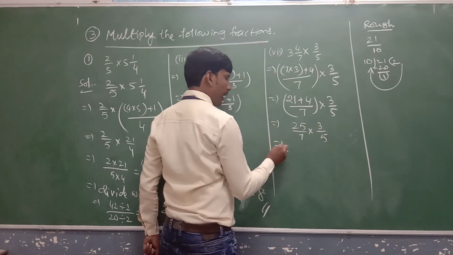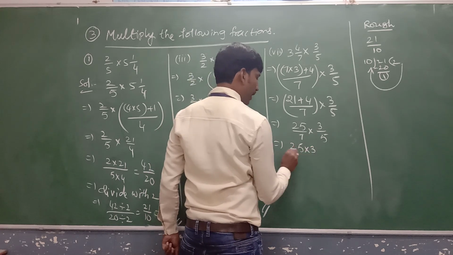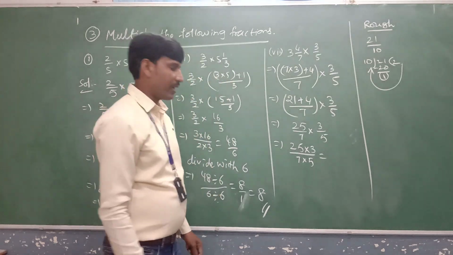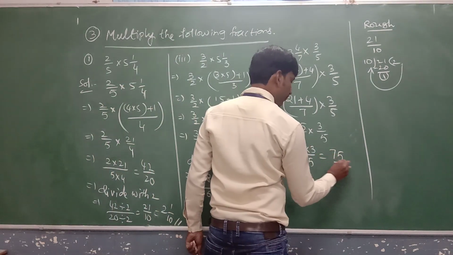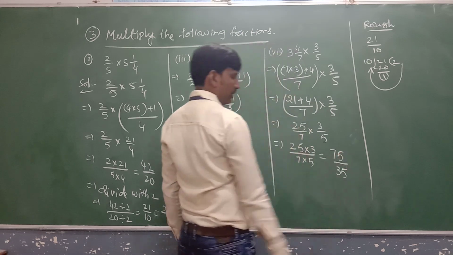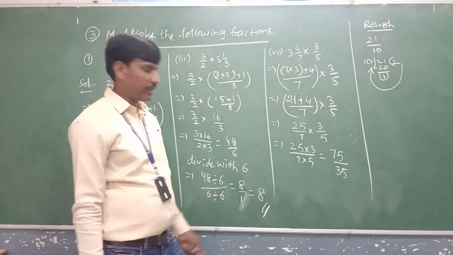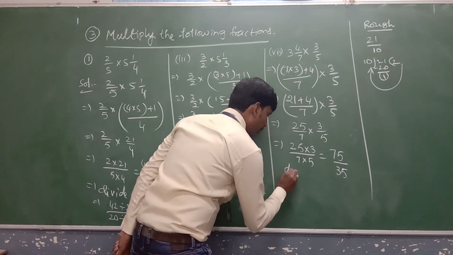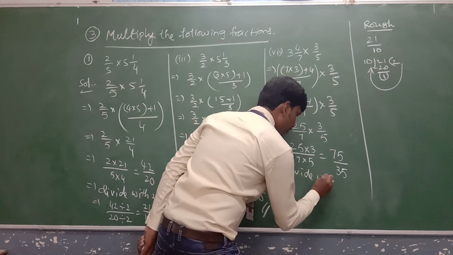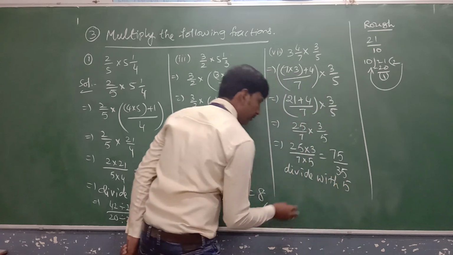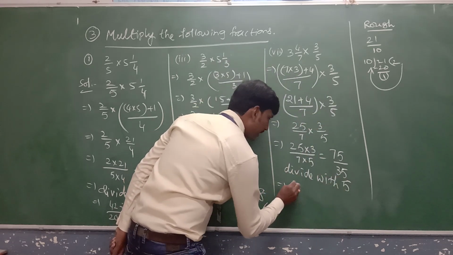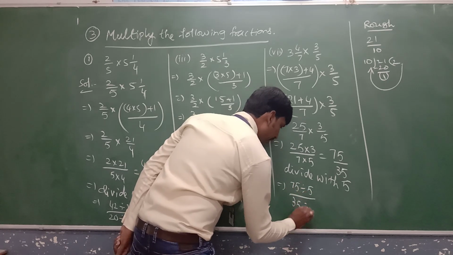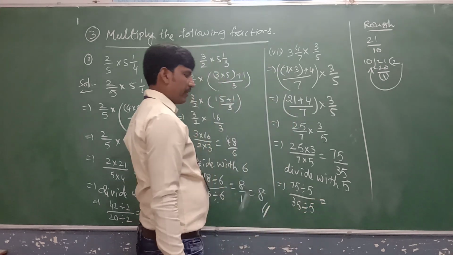Now here I should multiply 25 into 3 by 7 into 5, which is equal to 25 3s are how much? 75 by 35. See, both 75 and 35 are multiples of 5 because the unit digit is 5. So divide with 5. When divided with 5 in the numerator and denominator, what are we going to get here? 75 divided by 5 by 35 divided by 5.